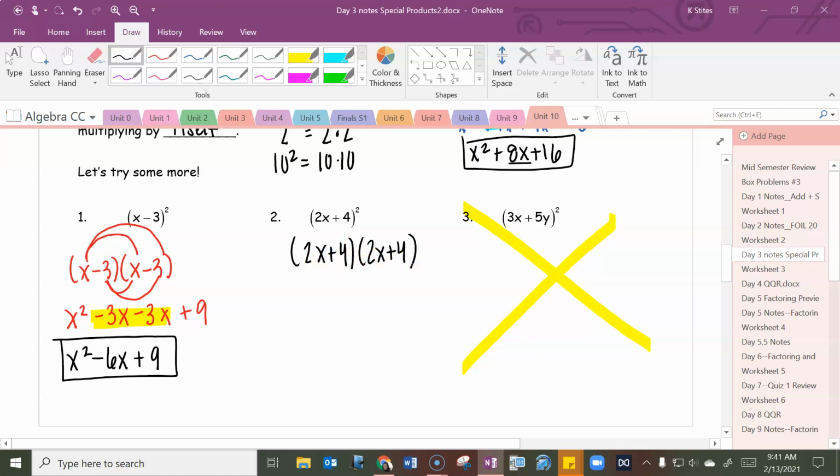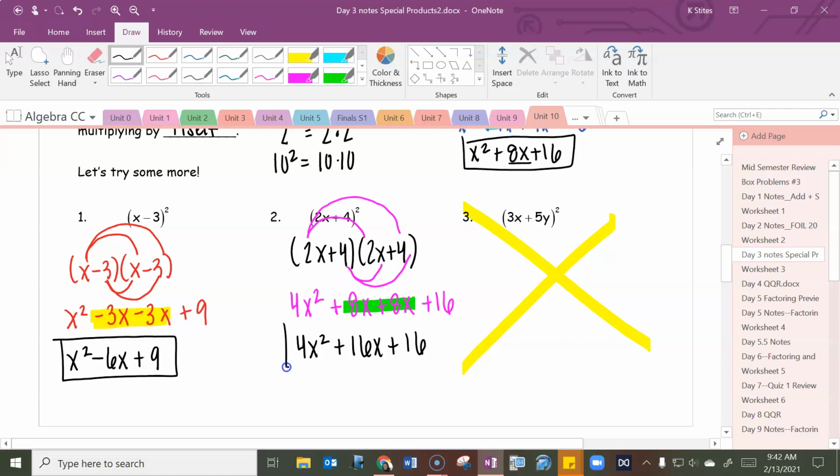Okay, here we go. First, 2x times 2x is 4x squared. Outer, 2x times 4 is 8x. Inner, 4 times 2x is also 8x. And last, 4 times 4 is 16. You have like terms. 4x squared plus 8x plus 8x plus 16 becomes 4x squared plus 16x plus 16.